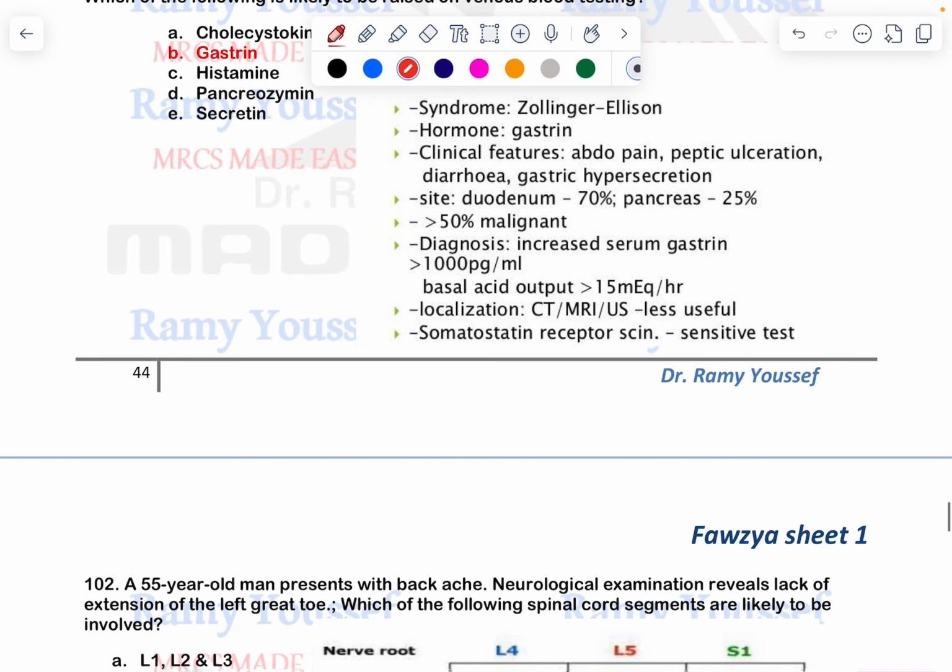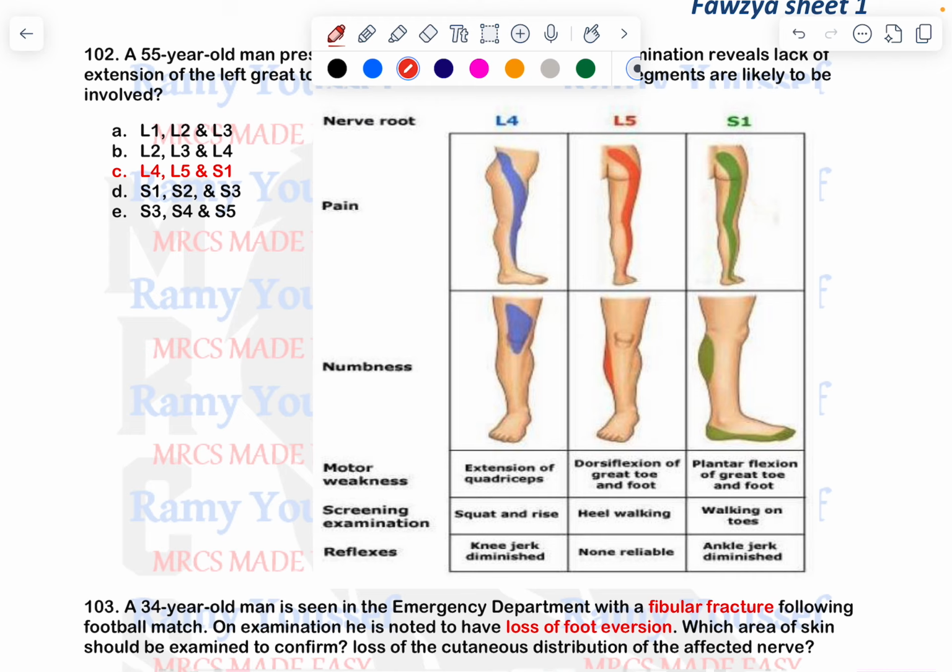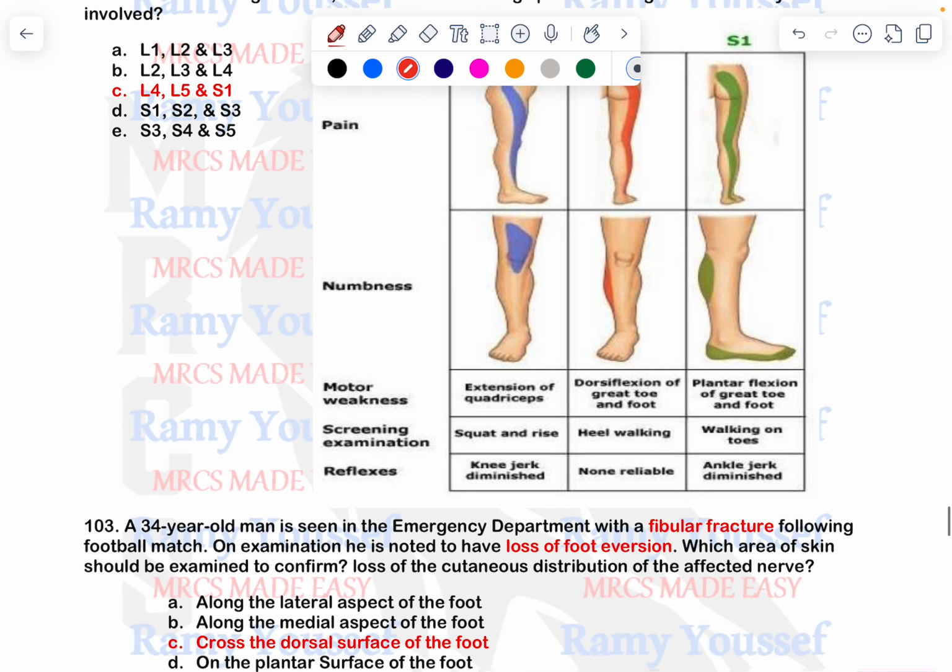A 34-year-old man is seen in the emergency department with a fibular fracture, after a football match. He has loss of foot eversion. Which area of the skin should be examined to confirm this? Dorsum of the foot, eversion, lateral, superficial peroneal nerve, dorsal surface of the foot.